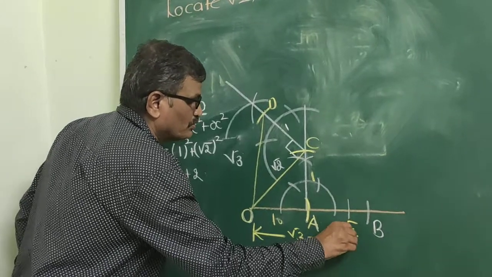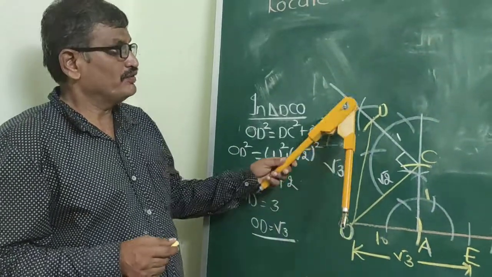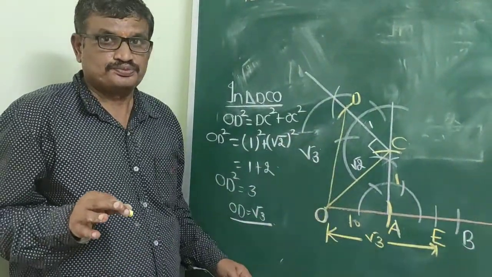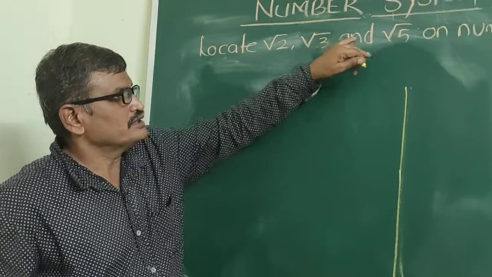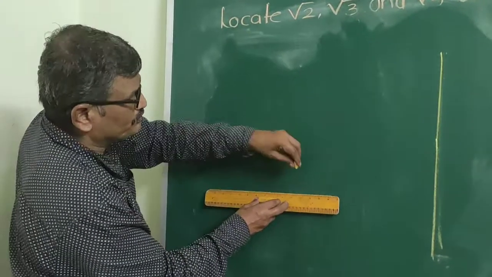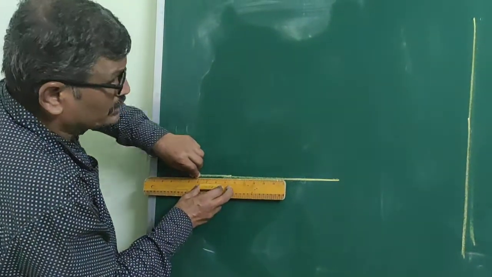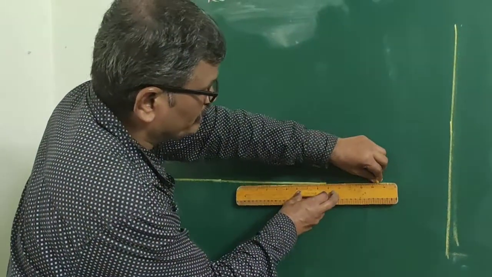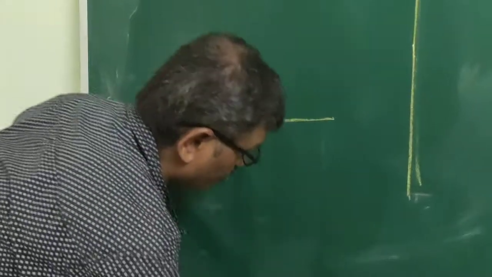So this is all about how to locate root 3 on the number line in my video number 2. We have seen how to locate root 3. Now let us see how to locate root 5. It is also simple. See, all the problems we can do by the same method. And what is that method? The method is what we did for root 3, what we did for root 2. The same thing we have to take for root 5 also.